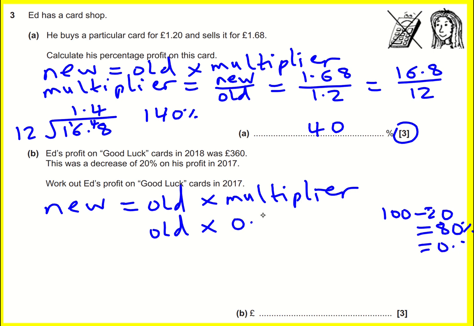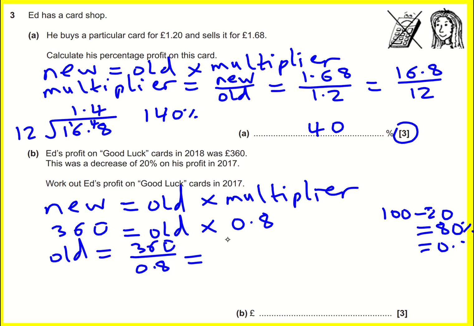So my old value times 0.8 is going to equal this new value of 360, and I've formed an equation using it. And what I've got to recognize here is that this is a reverse percentage problem. So old is going to equal 360 divided by 0.8. And I'm again going to change that, so I'm dividing by 8, so times top and bottom by 8.